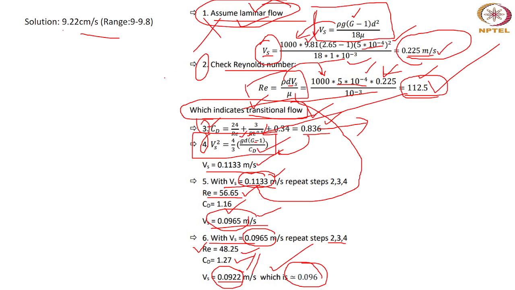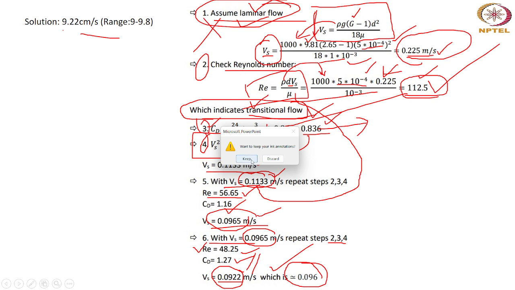Hello, sir. I have some confusion. What is mu? Reynolds number is equal to rho d Vs divided by mu. What is mu? That is 10 to the power minus... Yes, right. So that's why I told you to refer to the first question. This is dynamic viscosity here.